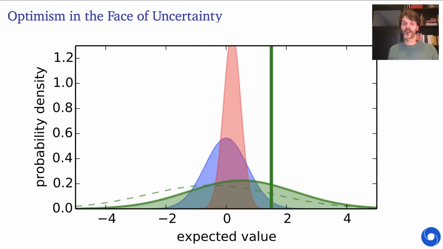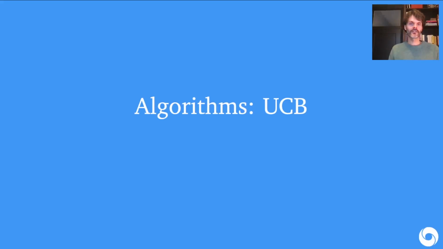So maybe next time around you select this action again, and maybe you find out that the mean value for it is actually larger than it is for the red, more peaked distribution. So that's the whole intuition of optimism in the face of uncertainty, and this underpins several different algorithms, the first of which that we're going to discuss is the UCB algorithm.